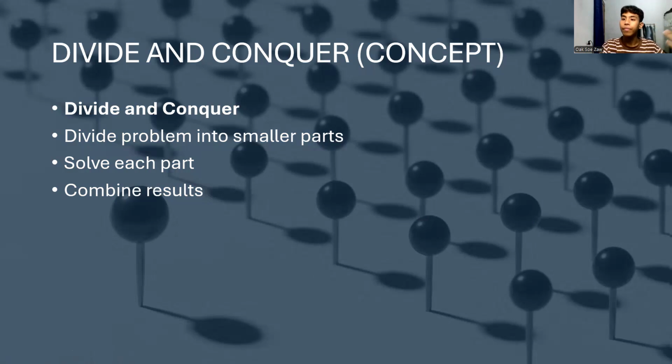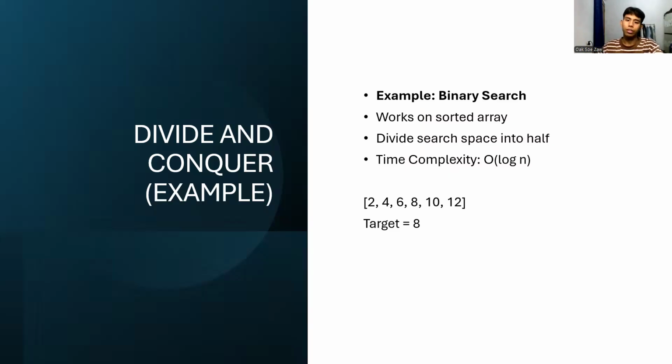Imagine you're studying for a final exam, and you don't study all subjects at the same time, right? Instead, you divide your study into subjects, then into chapters, and then into small topics. So you study each topic one by one, and finally you will understand the whole subject. That is exactly how divide and conquer works. In computer science, this approach reduces complexity and also makes the problem manageable. So it's divide, solve, and combine. Okay, let's go to the practical one.